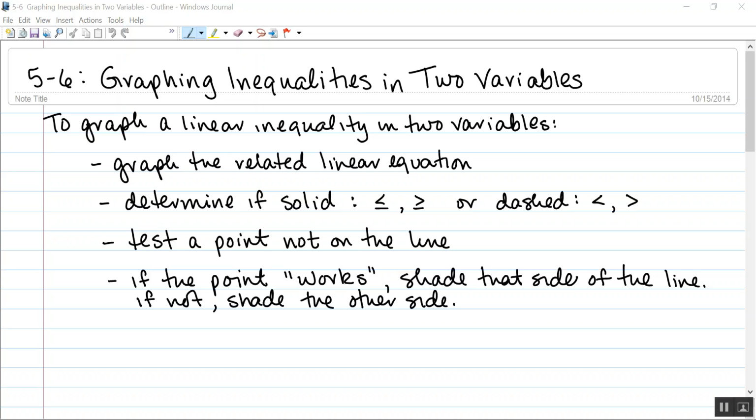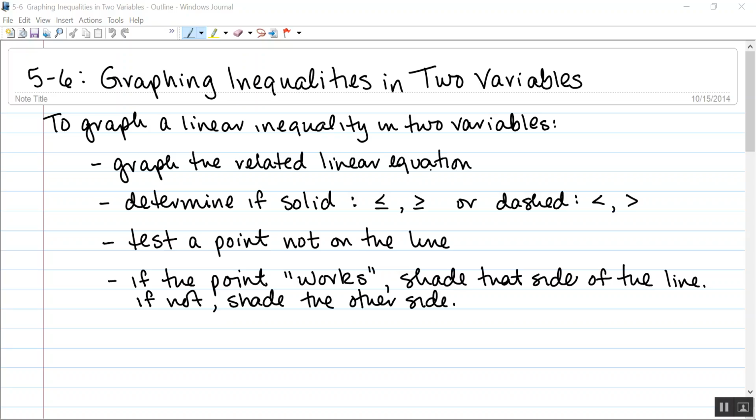Section 5.6 is on graphing inequalities in two variables. An inequality in two variables is going to have both an x and a y in it. Up until this point, we've only been dealing with inequalities that have an x in them and can be graphed on a number line. Since we now have an x and a y, these are going to be graphed on a coordinate plane. So in order to do that, we're going to graph the related linear equation.